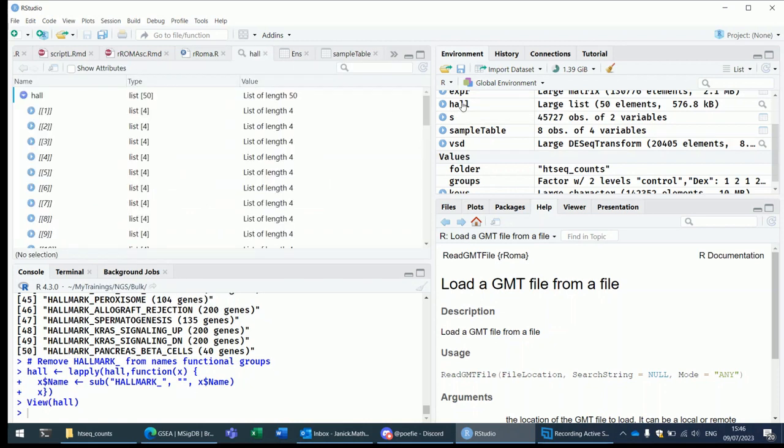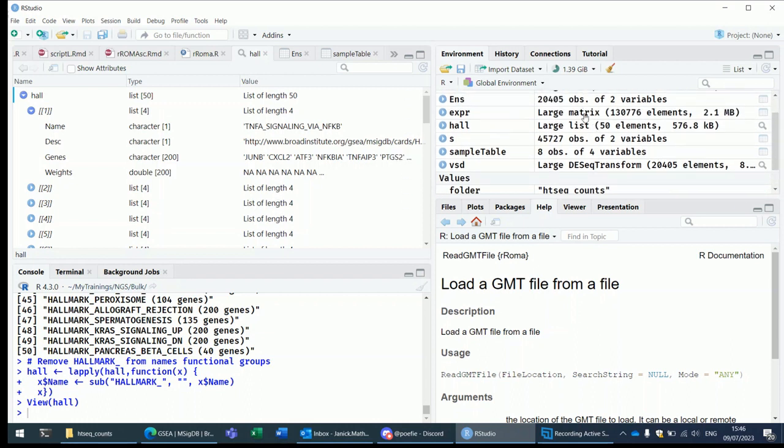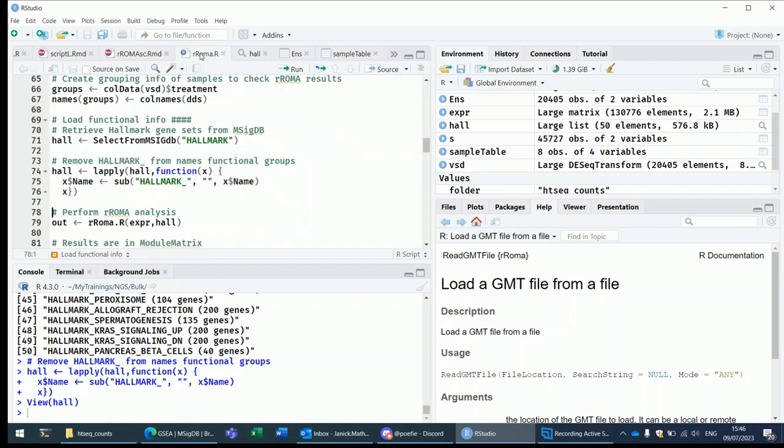So then I have a list with gene sets. Yeah, and you see that their name has been cleaned. There's no hallmark here anymore. So I have a list of gene sets, and on the other hand, I have a matrix with my bulk RNA-seq data. So now I can do the actual analysis.